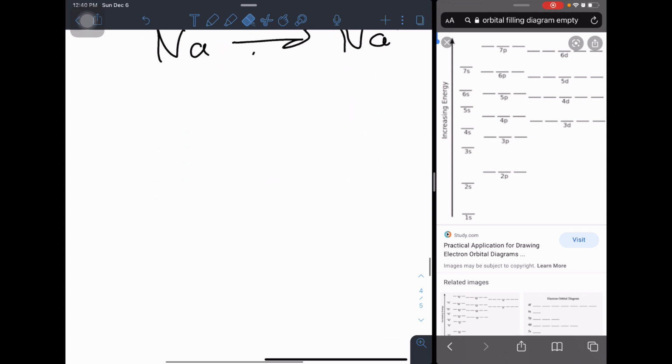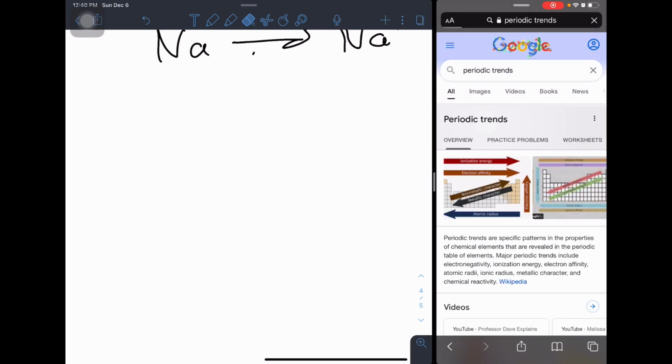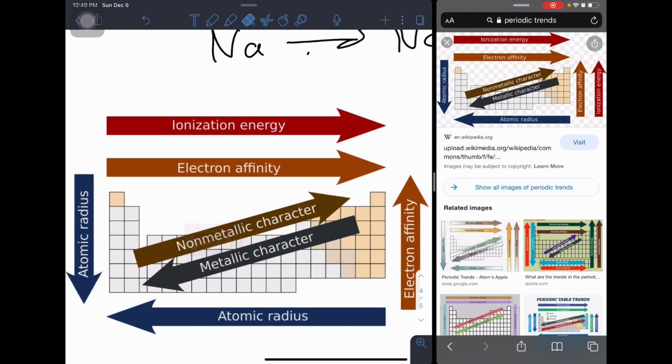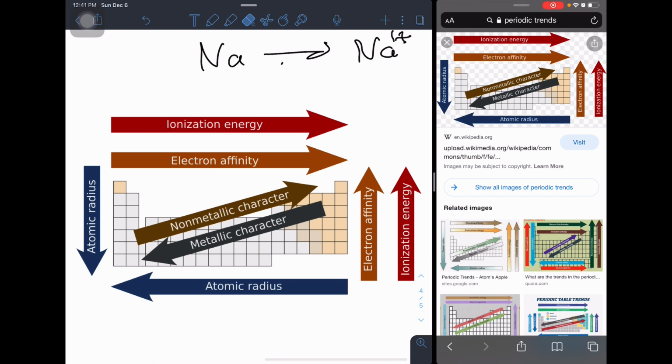Moving forward, periodic trends. In terms of periodic trends, we have ionization energy, electron affinity, atomic radius. Atomic radius increases as you go down and across, because when you increase energy levels, electrons are farther out, and when you decrease electrons, there's less electron repulsion.